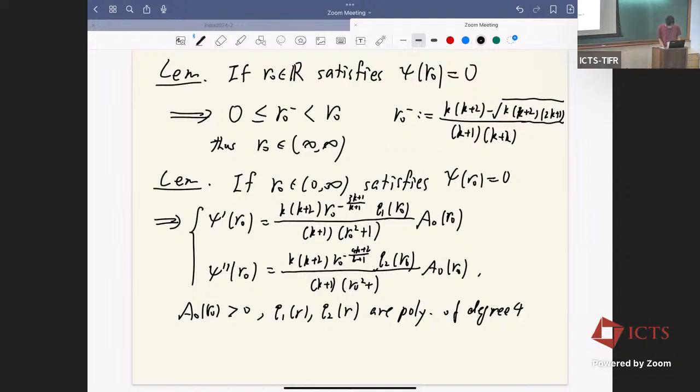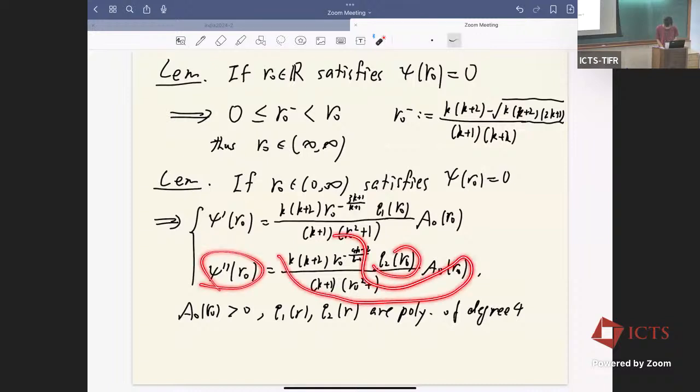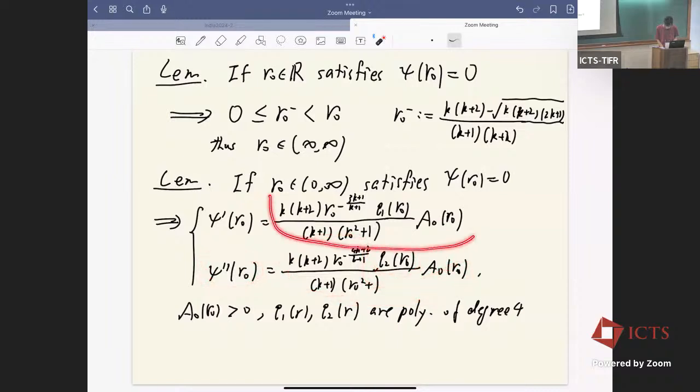Okay, so if Q1 is positive, Q1 R naught is positive, then this is positive, and this is negative, then this is negative. Okay, this is 0, then this is 0. So also in this double prime case, Q2, the remaining part, is always positive. So if Q2 is positive, then this is positive. This is negative, this is negative. This is 0, this is 0. Okay.